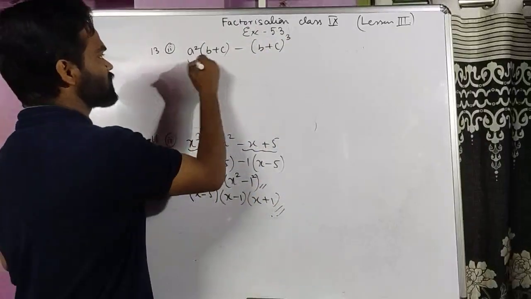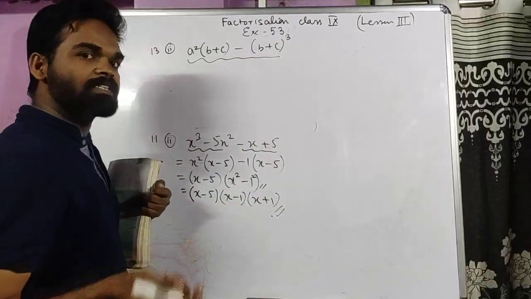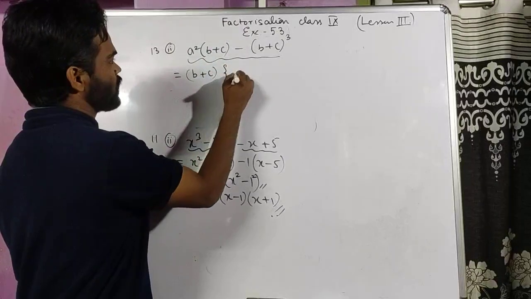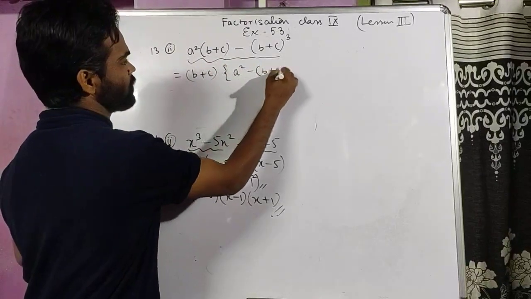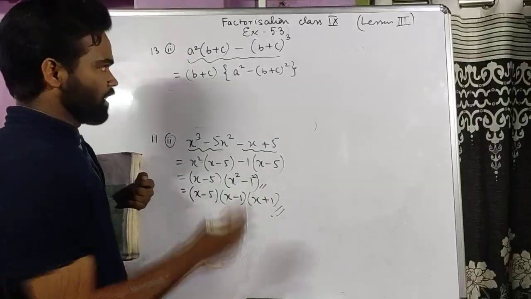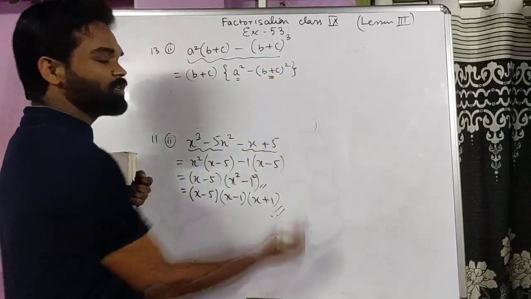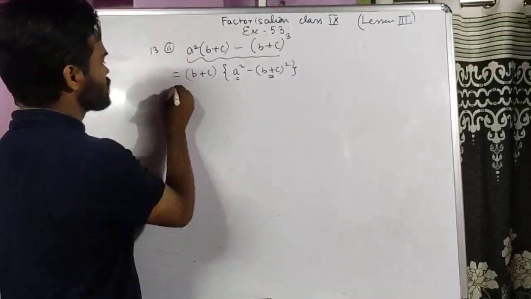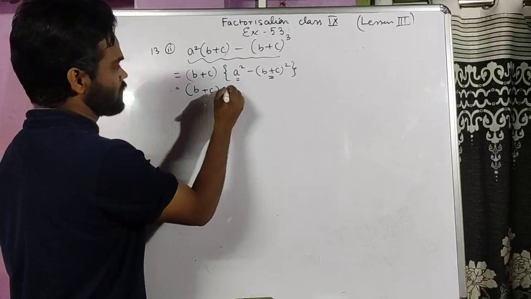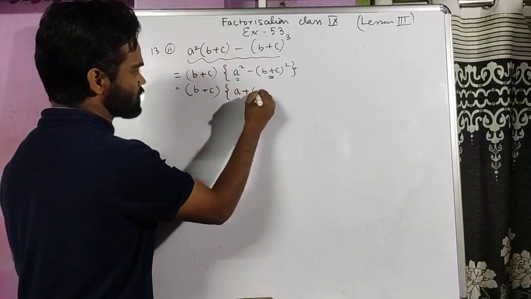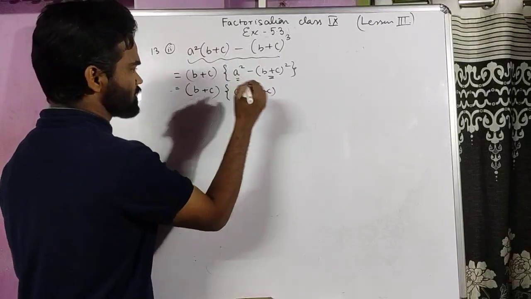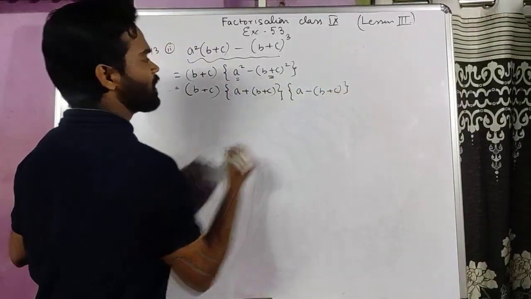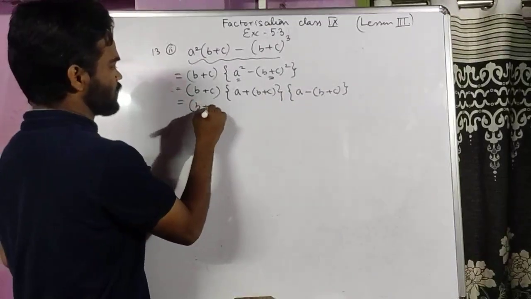Now if you look carefully, in the first step only, I can take (b plus c) common. So b plus c taken common, what is left? a square minus (b plus c) whole square is left. Now if you look carefully, this is in the form of a square minus b square. Again, we can factorize it further. So this is (b plus c), and this is (a plus b plus c), (a minus b plus c). Am I correct? Now we'll just need to open the bracket.